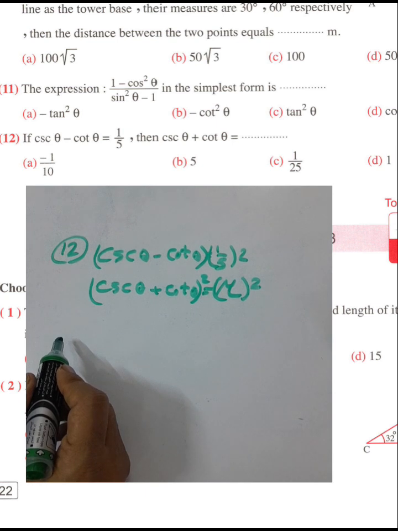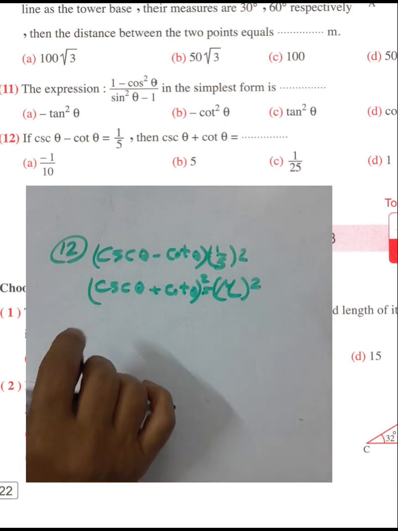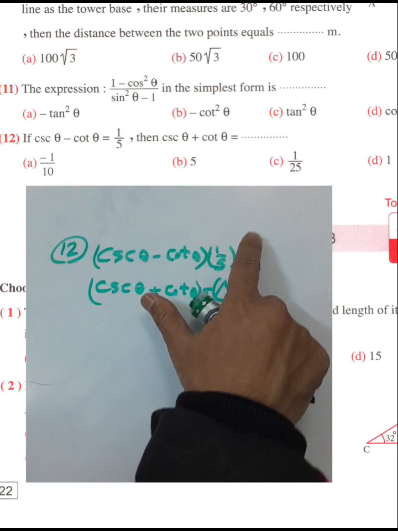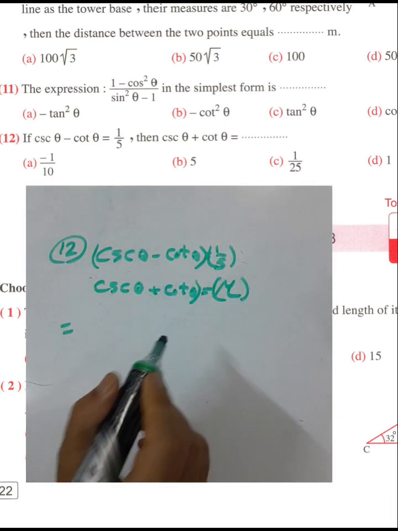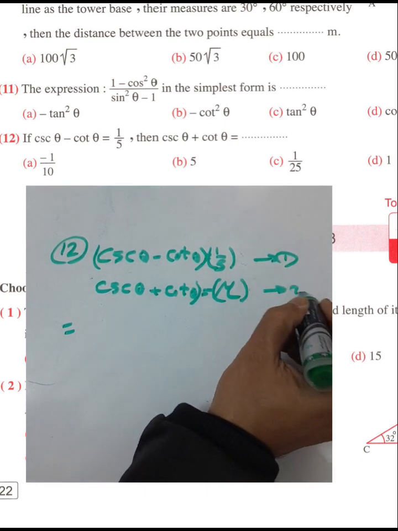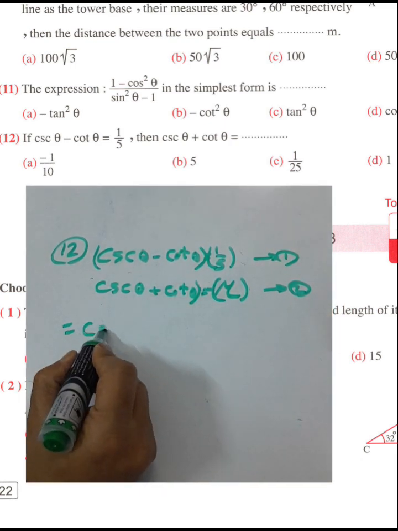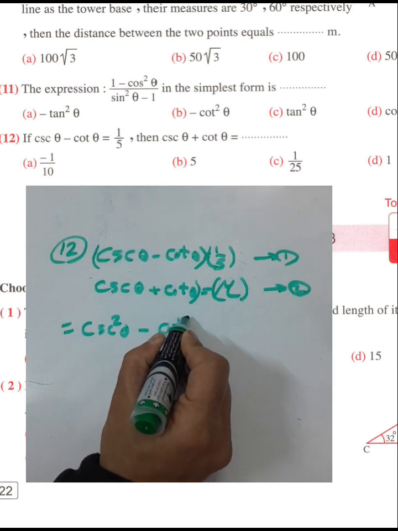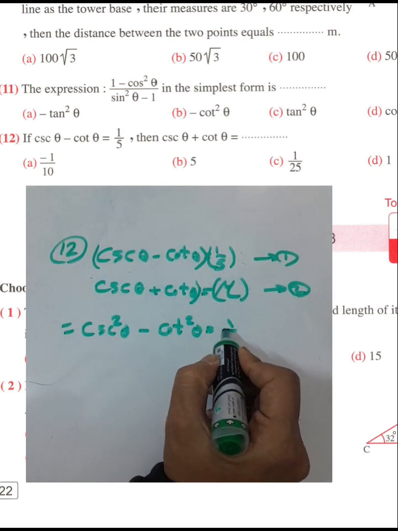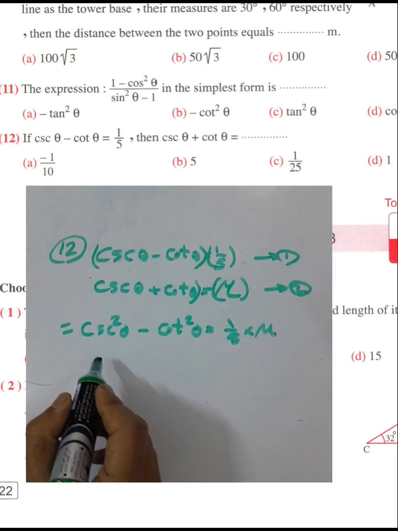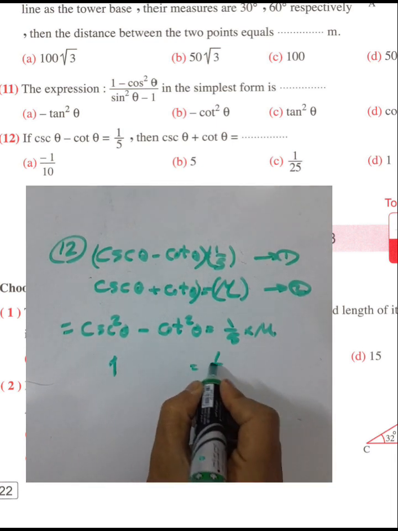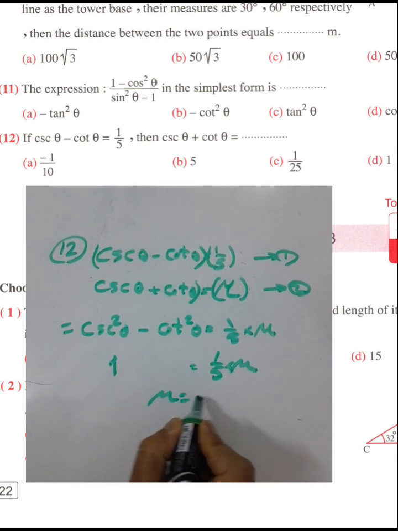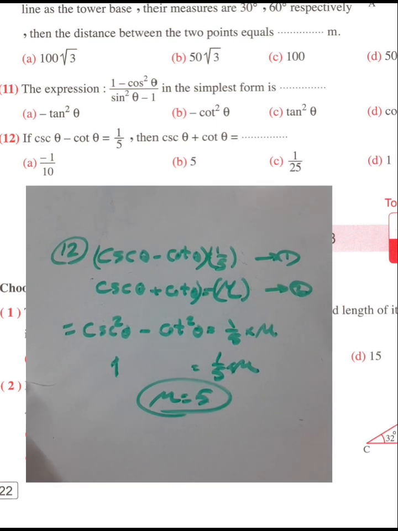Or we can take the product between them because we have here conjugates. Product of relation number 1 and relation number 2. Cosec times cosec will be cosec power 2 theta subtracted by cotan power 2 theta equals 1 over 5 product by m. And cosec power 2 subtract cotan power 2 will be 1. 1 equals 1 over 5 m, then the value of m will be 5. Choose letter P for question 12.